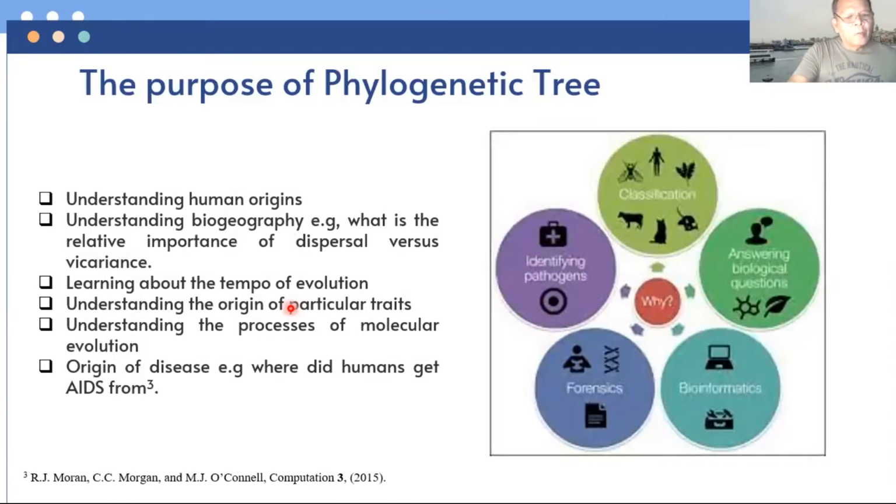There are several purposes of phylogenetic trees, such as understanding human origin, understanding biogeography, such as what is the relative importance of dispersal versus vicariance, learning about the tempo of evolution, understanding the origin of particular trait, understanding the process of molecular evolution, origin of a disease, such as where did human get it from.